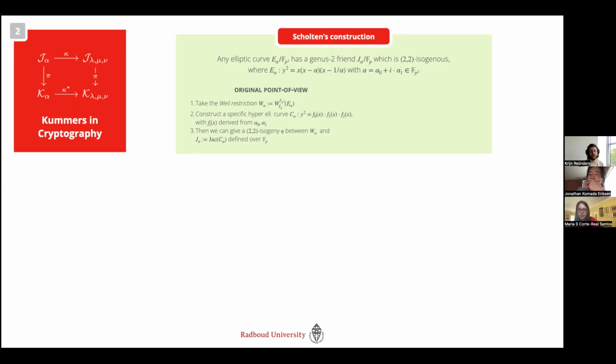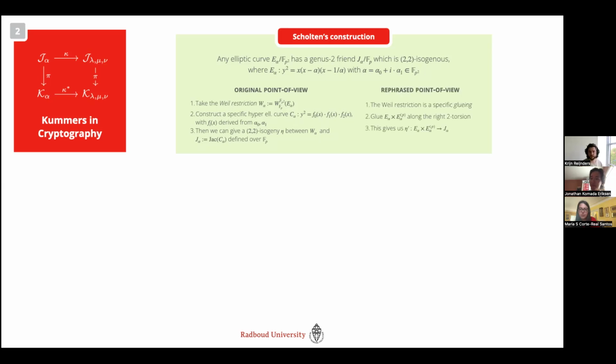Well, what Scholten did was to construct a very specific hyperelliptic curve, C_alpha, that he derived from these alpha_0 and alpha_1. And this hyperelliptic curve would still be over F_p. And then he was able to define a 2-2 isogeny between this Weil restriction and this Jacobian of C_alpha. And that would make it possible to do everything over F_p, because then the elements of your Jacobian are really elements over F_p, but they somehow correspond to these points on your elliptic curve E_alpha over F_p squared.